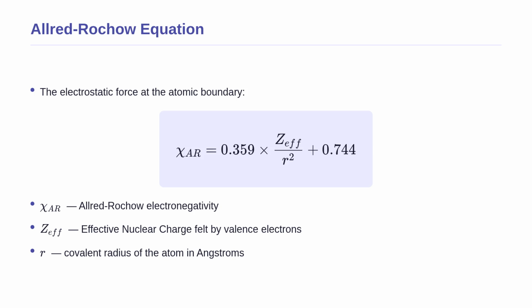To calculate this electrostatic pull, we use the Allred-Rochow equation. Conceptually, as the effective nuclear charge increases, the atom pulls harder. As the radius increases, the electrons are further away, so the force drops. The symbol Z sub F represents the effective nuclear charge. The symbol R represents the covalent radius, which must be measured in angstroms. The fraction represents the core electrostatic force from Coulomb's law. Finally, the numbers 0.359 and 0.744 are mathematical adjustment constants, chosen so the final answers line up nicely with Pauling's original scale.